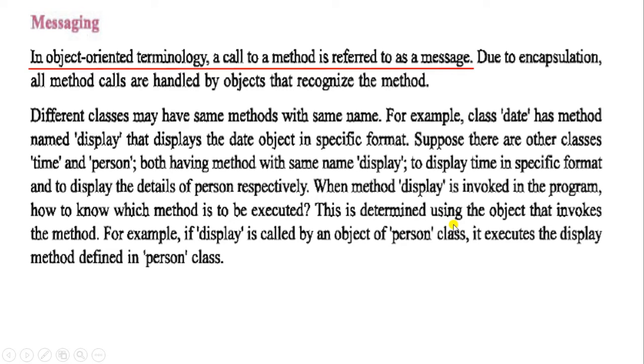This is determined using the object that invokes the method. For example, if display is called by an object of the person class, it executes the display method defined in the person class. In the same way, if display is called by an object of the time class, it executes the display method defined in the time class. So whatever class is defined, from that the data is fetched, even though the same method is applied. It executes with that particular class only.